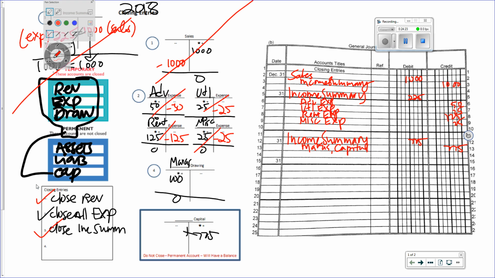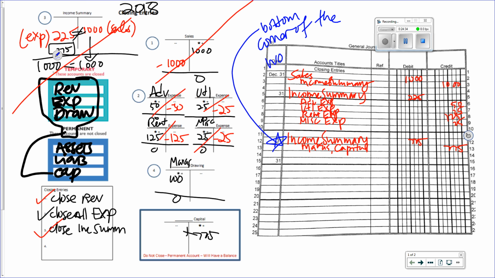This transaction that happened right here is the bottom corner of the worksheet. Hopefully now you see where the numbers come from a little bit better. Cool?